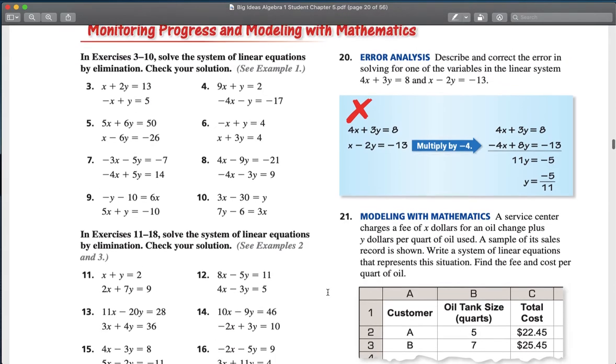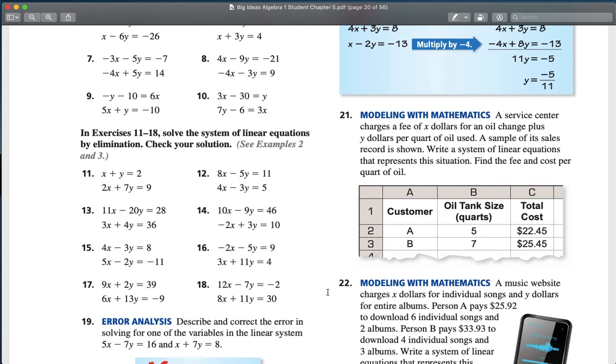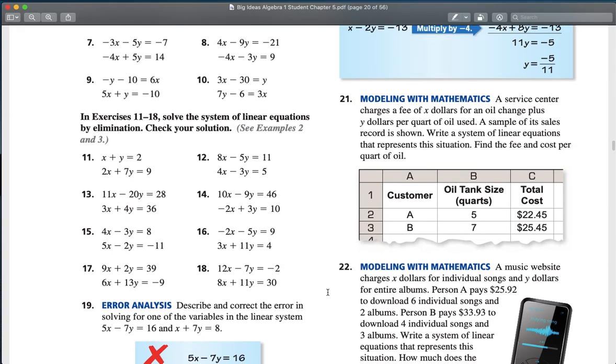So go ahead and get started, 3 through 18, all of them, and you're going to have to do this work on paper. So you're going to have to take a picture and send it to me on Schoology. Good luck with that, and I'll see you all tomorrow.